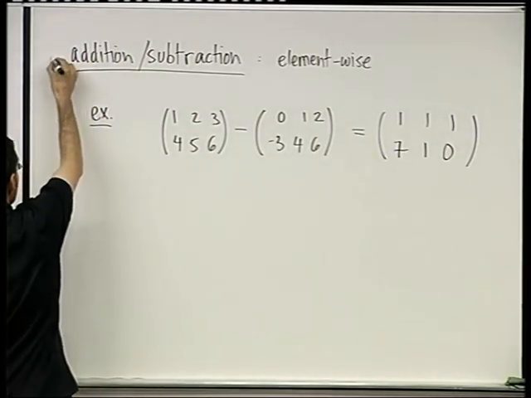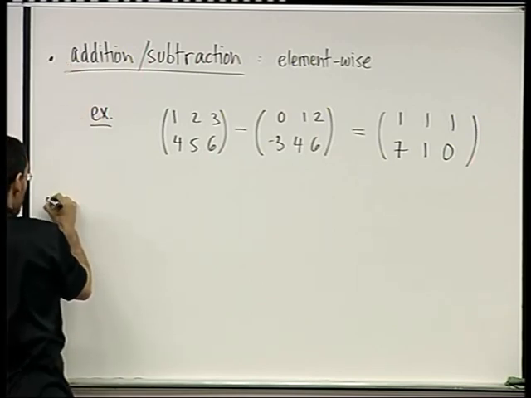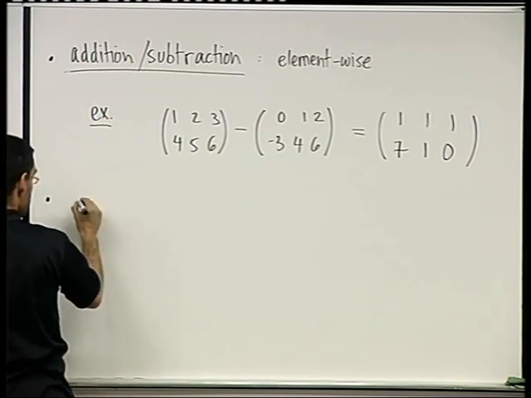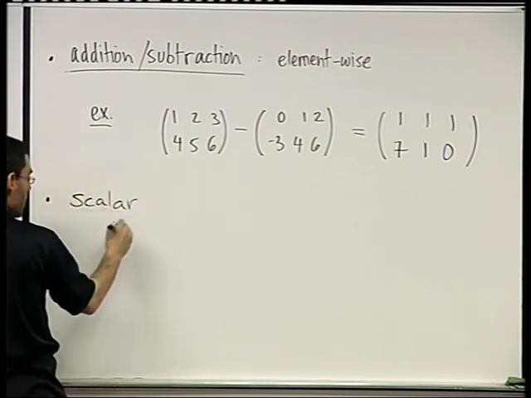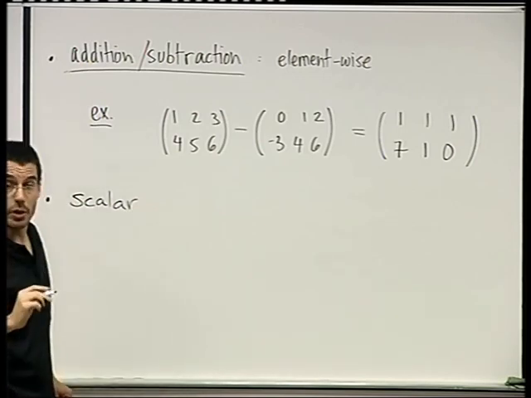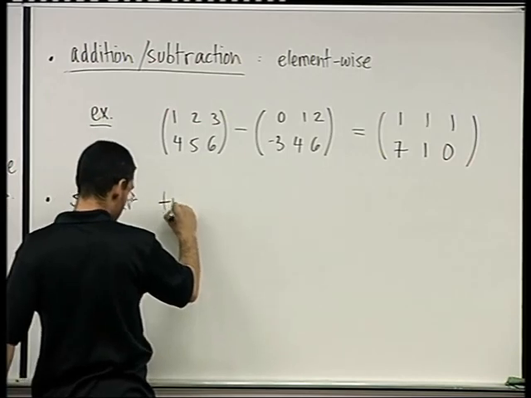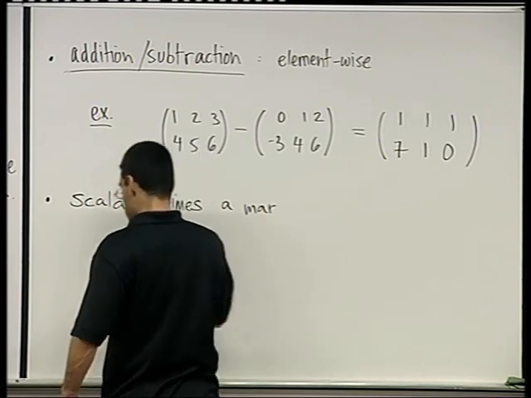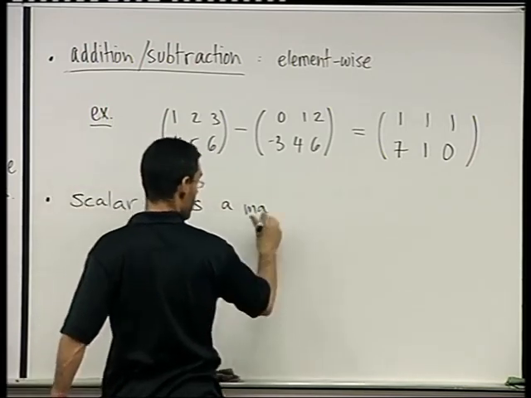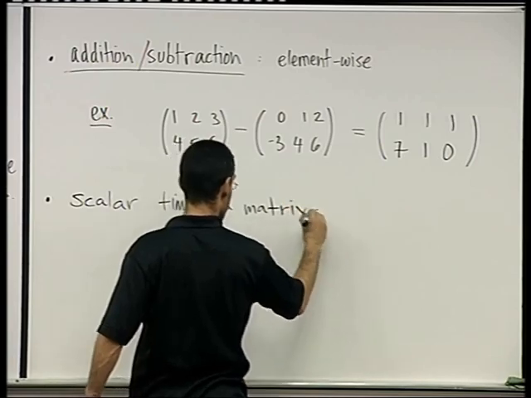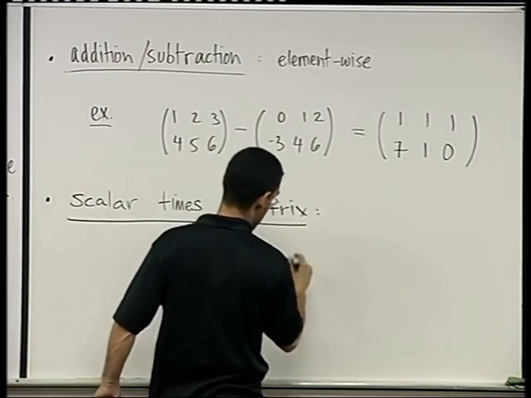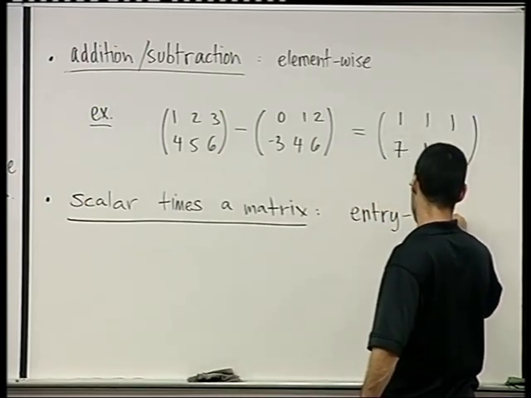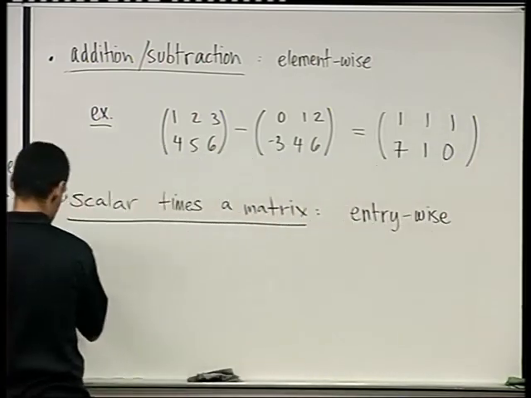The next notion is not yet multiplication of matrices, but scalar multiplication. A scalar is just another name for a number. A number is called a scalar. Scalar times a matrix, or scalar multiplication of matrices. Again, element-wise or entry-wise. So what do I mean? Example.